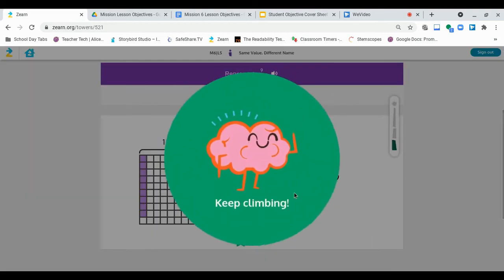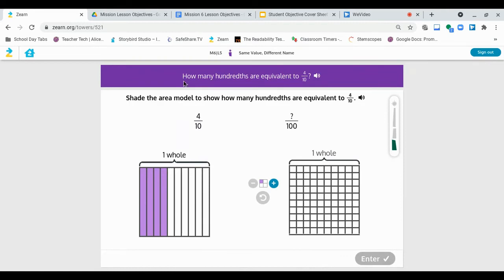Nice. Keep climbing. Let's do it. All right. How many hundredths are equivalent to 4/10? So we want to shade the area model to show how many hundredths are equivalent to 4/10. What would be another way we could say 4/10, but in hundredths, and what would be the equal fraction? As you can see, they have 4/10 shaded here because they had 10 pieces, 4 shaded. Now for us, we have 100 pieces, and we want it to look like that. So how many rows do we need to shade? Well, we're going to have to shade 4 whole rows to match that.